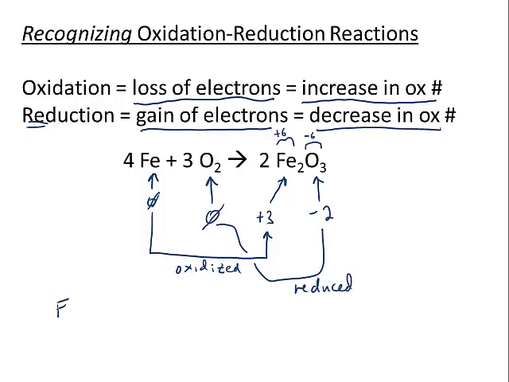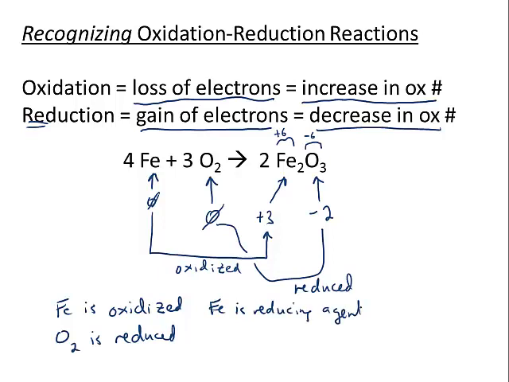So what you say, just say iron is oxidized. O2 is reduced. And you also say that iron is the reducing agent, because the thing oxidized is the reducing agent, and O2 is the oxidizing agent.